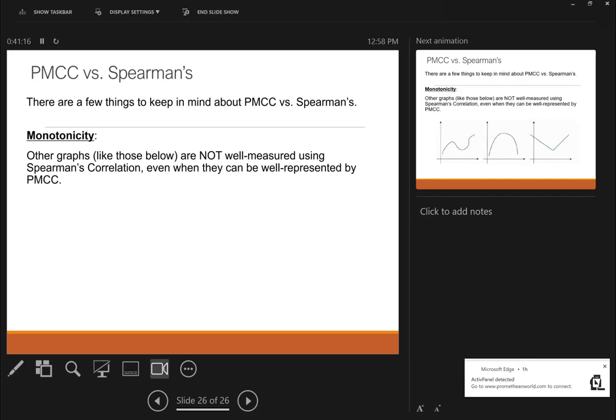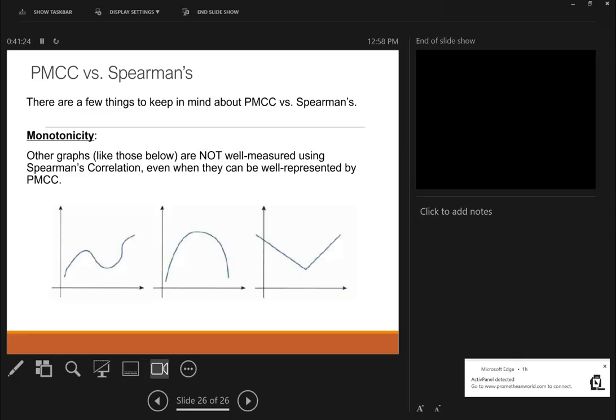So, poor candidates for Spearman correlation would be things that are not monotonic, so have a definite increasing and decreasing part to it. Like these 3 graphs you've seen here are bad candidates for a Spearman statistic, but Pearson will still be able to talk about the linearness of them, of course.